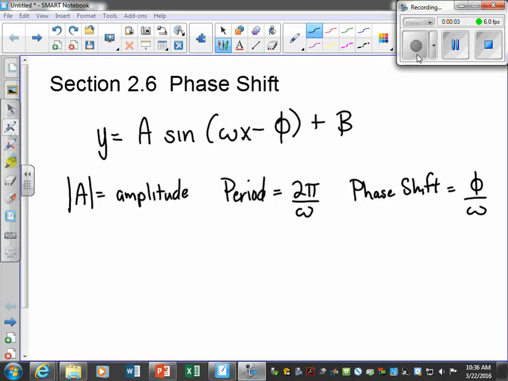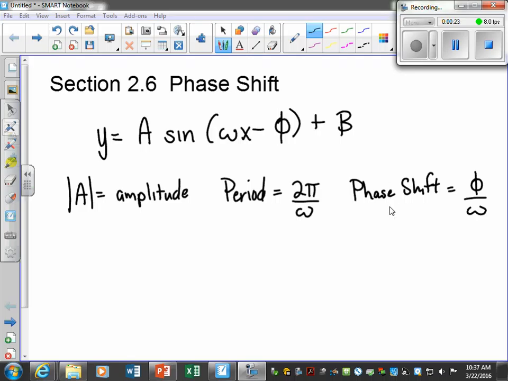Okay, today in section 2.6 we're going to be talking about phase shift. Previously we worked with amplitude, periods, and we also did some reflections. Today we're going to add in the phase shift so we can see that our general formula is extending itself a bit to something that looks like this.